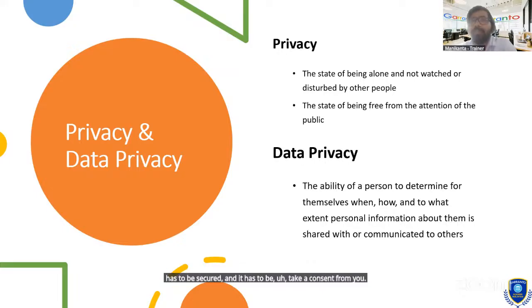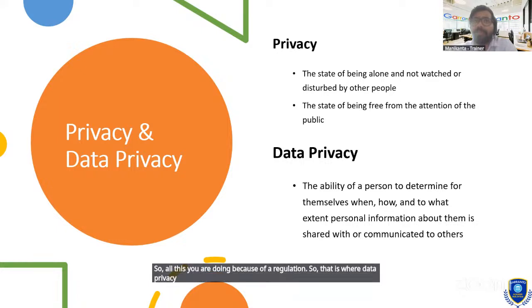It has to be stored in a secure place which should not leave your country. So if it is Malaysian citizen data, the data should not leave the country. If it is leaving the country, you have to do due diligence on how it has been moved, and you have to inform about it. So you are doing all this because of a regulation. That is where data privacy comes into the picture.